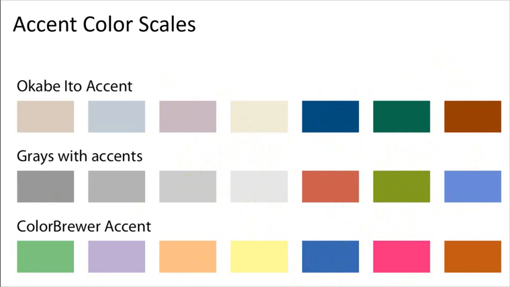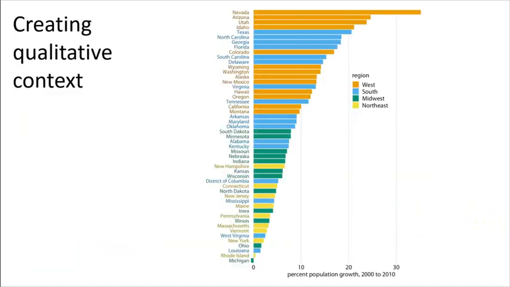pre-set up color schemes. You can Google these. You can use an eyedropper to extract the colors. Different programs, whether it's Tableau or ArcGIS Pro or ggplot, they typically have their own color ramps that you can use, but it's possible to customize them.